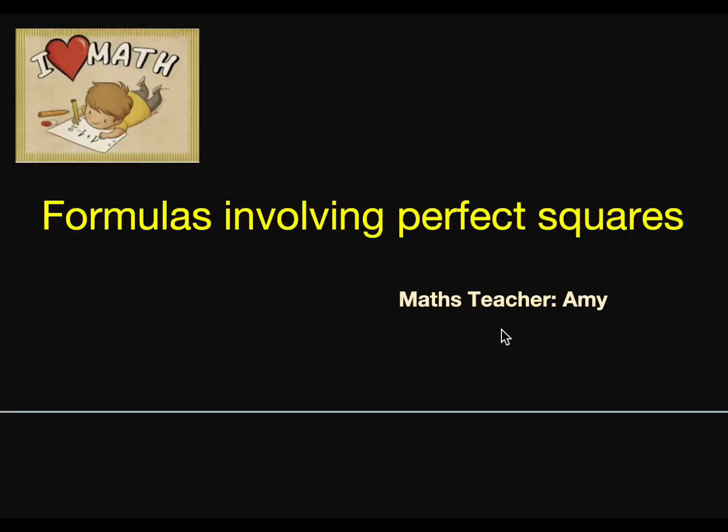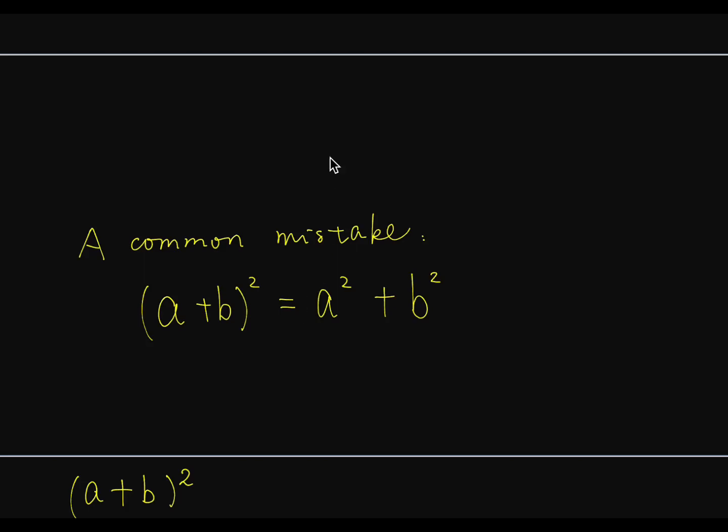Today we are going to look at some formulas involving perfect squares. Let's get started. This is a common mistake. I'm going to use the geometric representation to explain it.